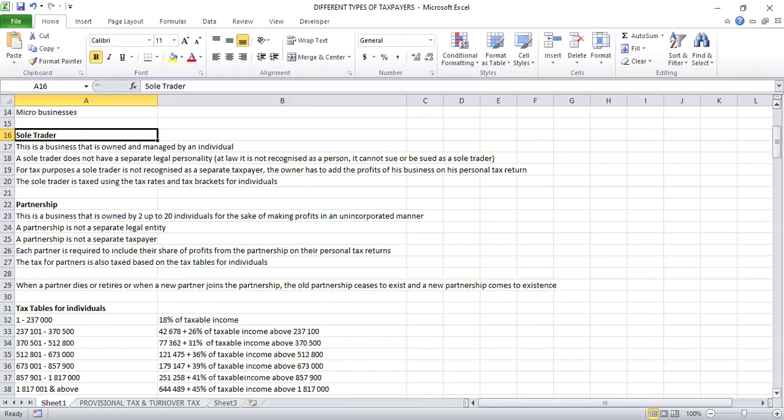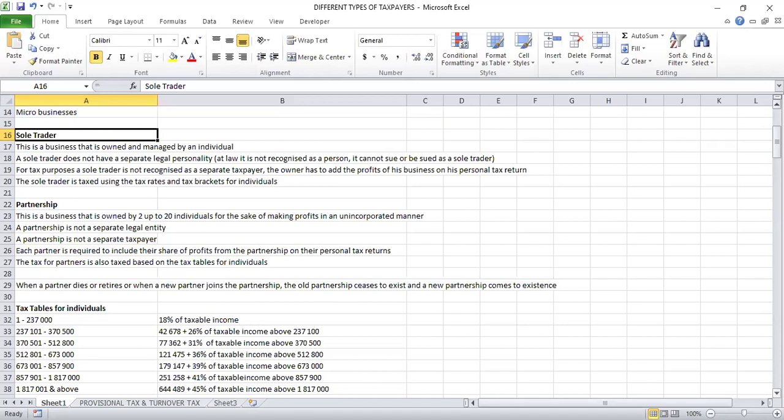But each partner should declare their share of profits on their individual tax return. So each partner should report for tax on their portion of that business on their own personal tax return. So a sole trader and the partnership are the same in that the individual owner is liable for tax in their individual capacity, not in the business capacity.